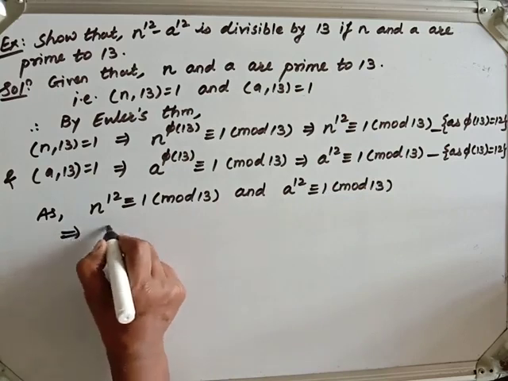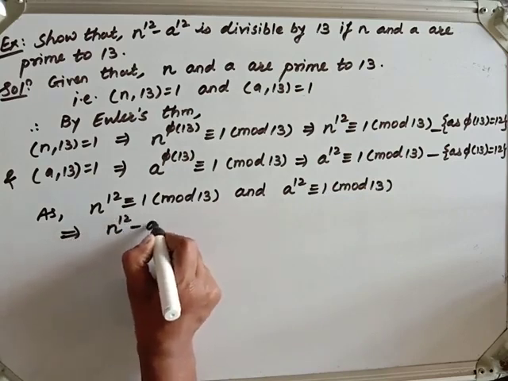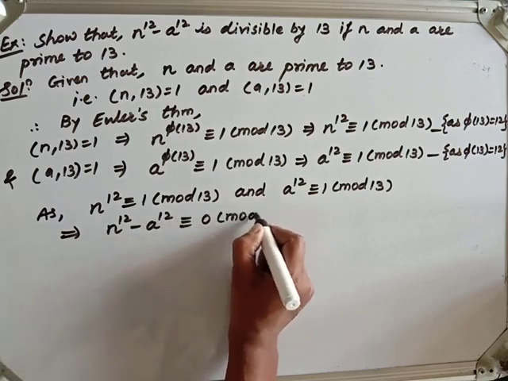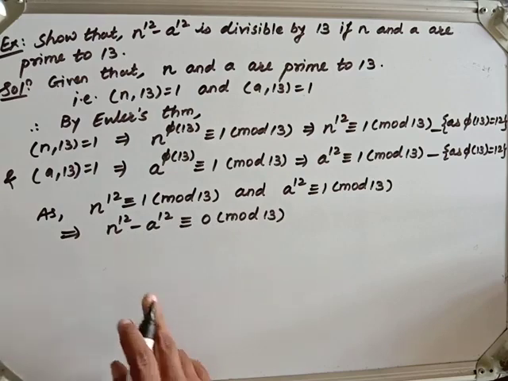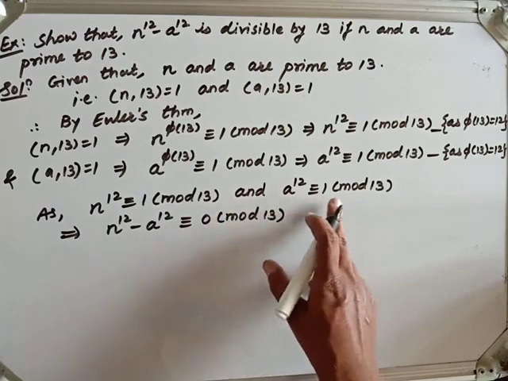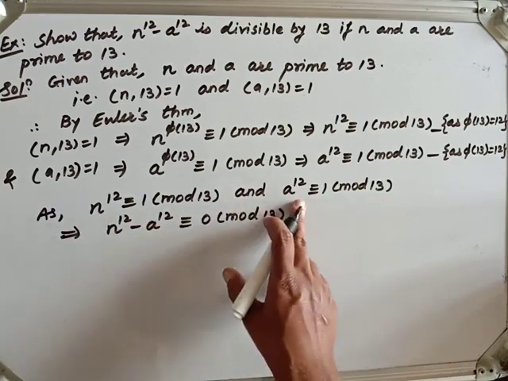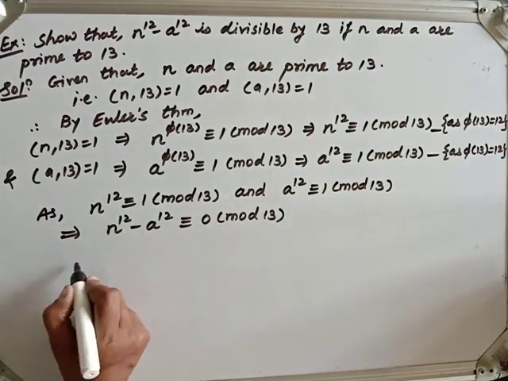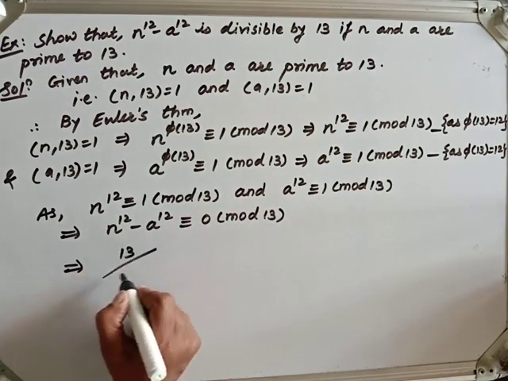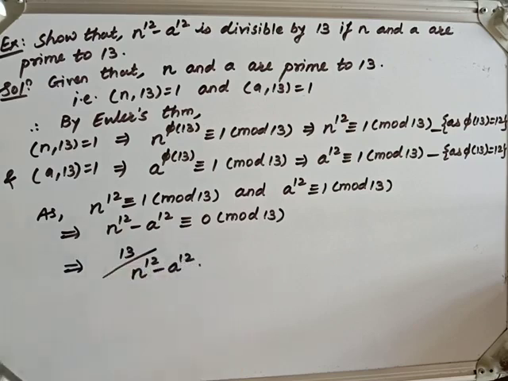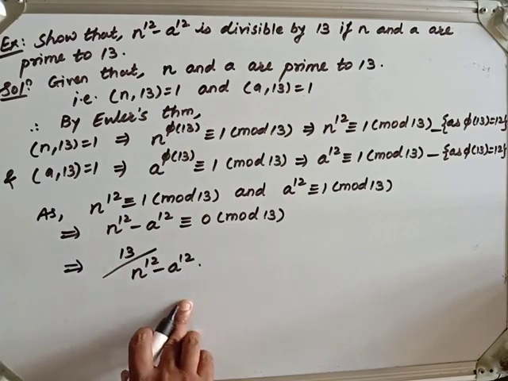So this gives n raised to 12 minus a raised to 12 congruence to whom? 0 modulo 13. This is one of the properties of congruences. A congruence to B modulo M suppose, and C congruence to D modulo M, then A minus C congruence to B minus D modulo M. The same one I have used here. So this gives 13 divides n raised to 12 minus a raised to 12. So as such we can write this. Fine. This is the answer here.